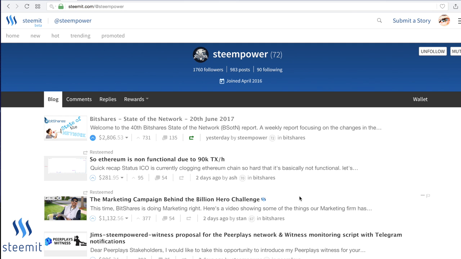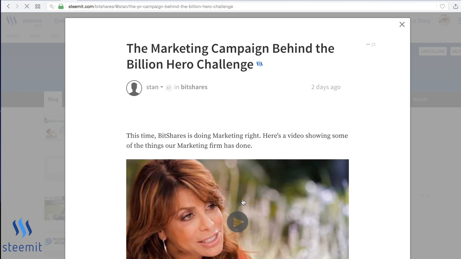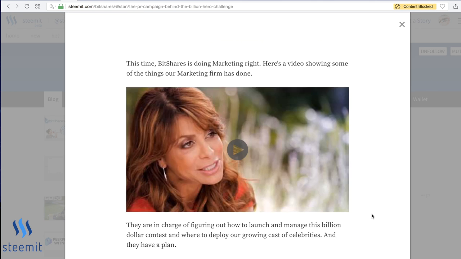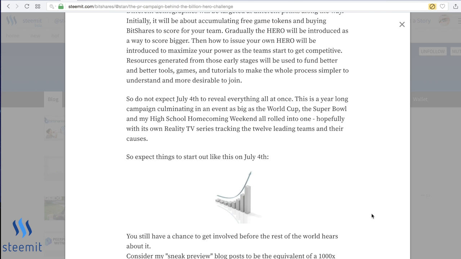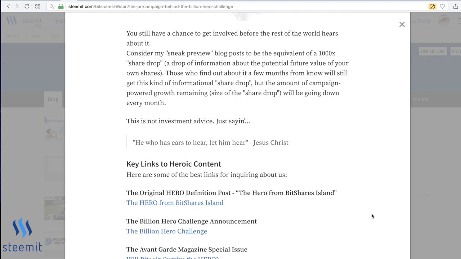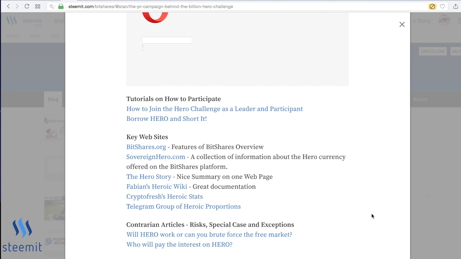So this was from the... He's been downvoted because he probably hasn't quoted his sources. I don't know. Let's have a look. This time, BitShares, they probably just copied and pasted it from something offline and they didn't quote their source. No, it looks okay, but I don't know why he's got three.